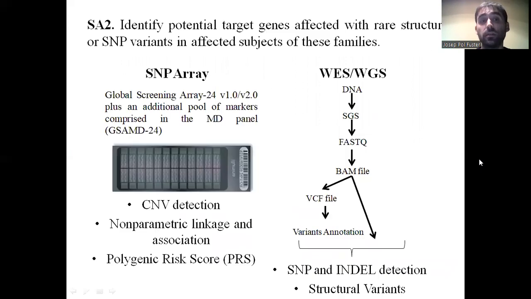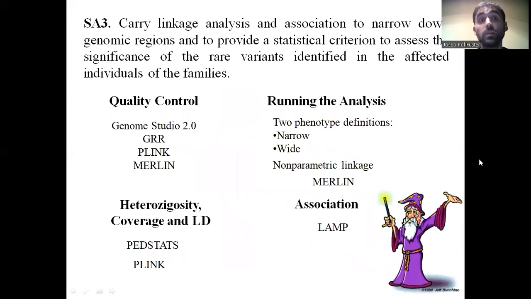The second objective with these families was to identify potential target genes affected with rare structural or SNP variants in affected subjects of these families. For doing so, we carried out a SNP array and whole genome and whole exome sequencing of some of the individuals of these families. Using this data, we also wanted to carry out linkage analysis in order to provide a statistical criterion to assess the significance of the rare variants identified.